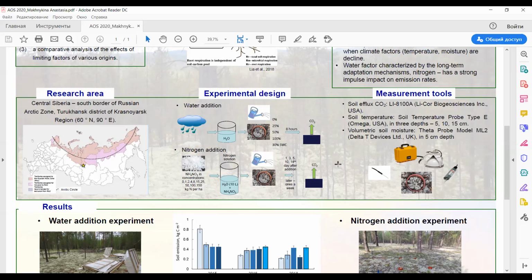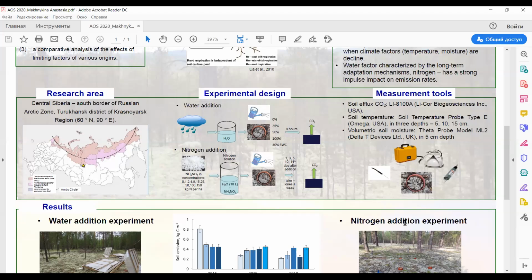First, with the water addition. After each rain event, we measured the amount of water, and then we added to our treatments 0, 25, 50, and 100% different amounts of water. And we also added additional treatments with 30% of soil water content, which was a permanent water condition during the season. And then we measured CO2 emission.